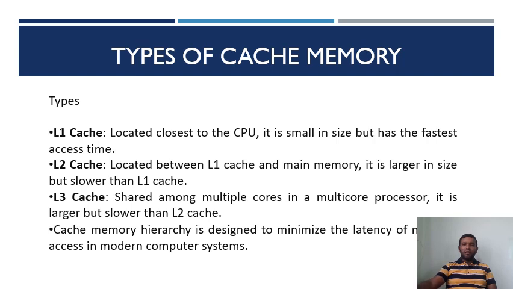L3 cache is shared among multiple cores in a multi-core processor. It is larger but slower than L2 cache. Cache memory hierarchy is designed to minimize the latency of memory access in modern computer systems. L1 is located closest to the CPU, small in size, with the fastest access time.